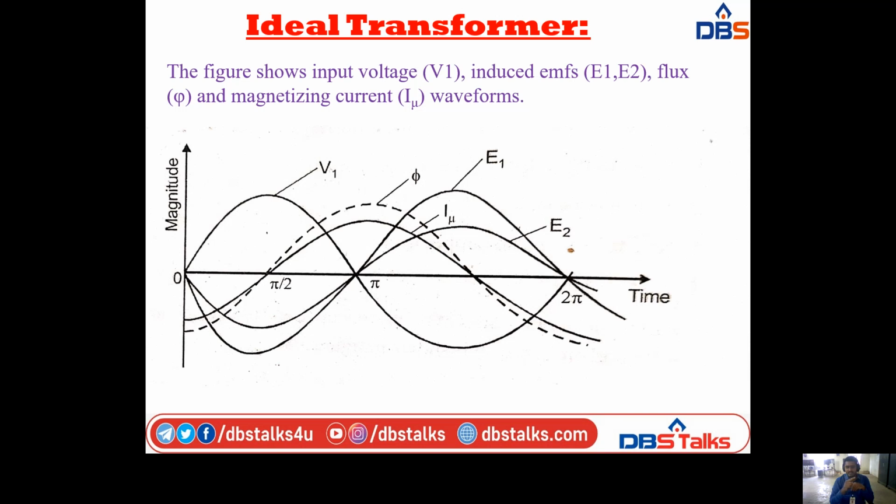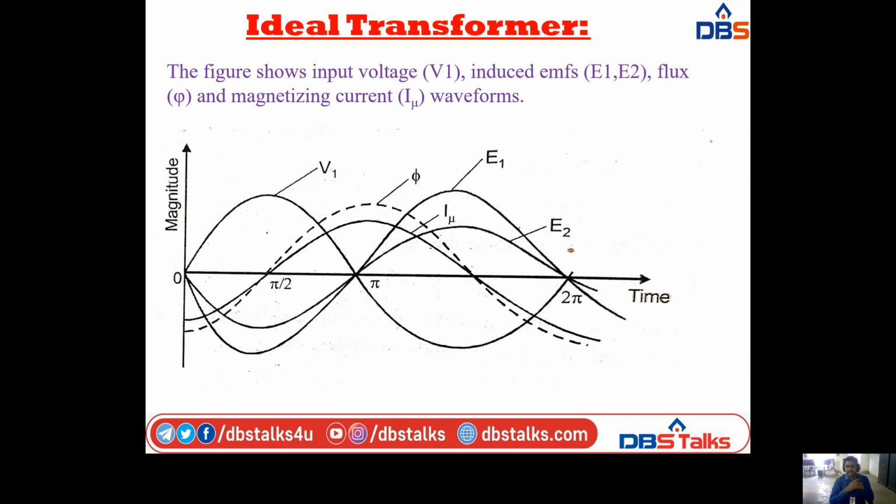The first waveform goes from 0 to 2 pi. We have the supply voltage, that is the input voltage waveform. After that, we are taking the E1 waveform. The E1 waveform starts from the negative side and ends on the positive side, that is the sine wave. Next we have another waveform, that is E2, which also starts from the negative side and ends on the positive side.